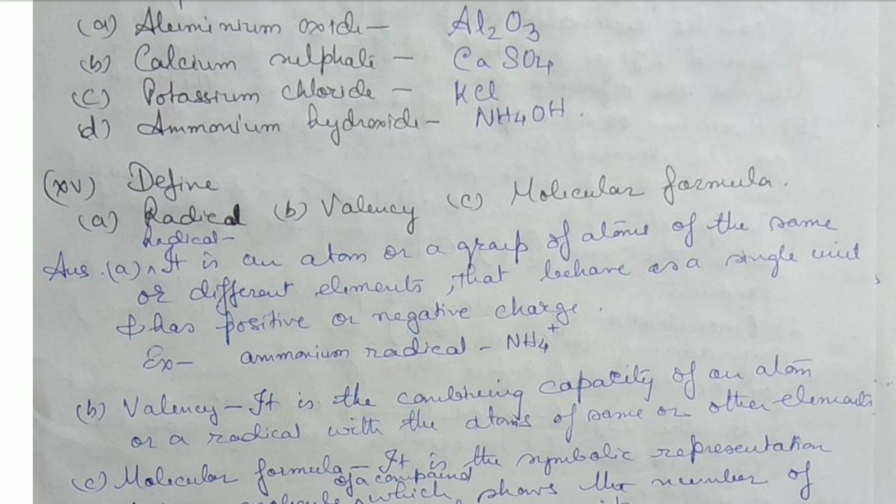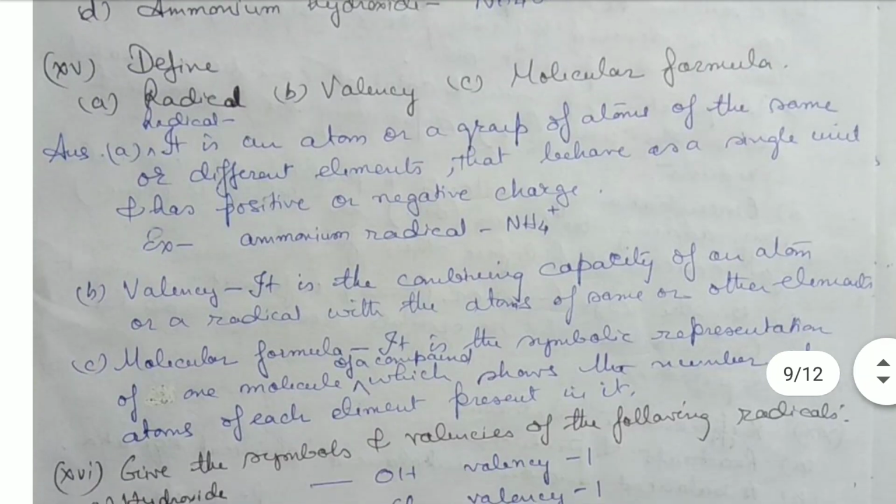Then ammonium hydroxide. The ammonium radical is NH4 and OH is for hydroxide, and both of them have the same valencies, and therefore their valencies get cancelled, and so we write NH4OH. Now we come to the next question, that is, define radical, valency and molecular formula.